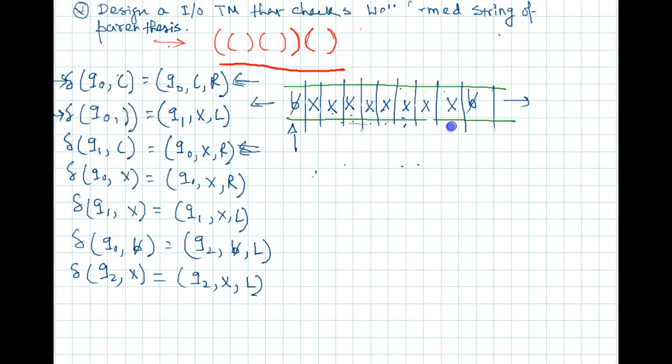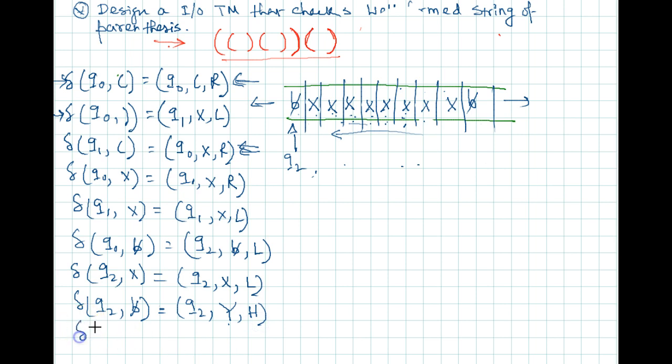And again, it's X, we will keep moving left, move left, move left, you come here ultimately. So in Q2, if it encounters a blank space by traversing towards left, that means the string is well formed and it should write Y and it should halt. And otherwise, if it encounters any opening bracket while traversing left, that means it's not well formed, it should write no and it should halt.